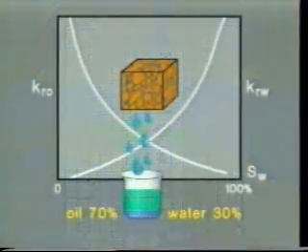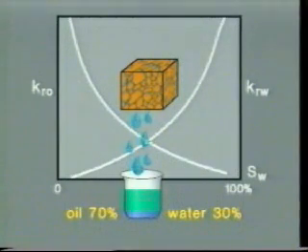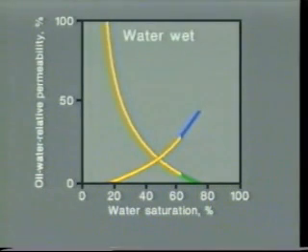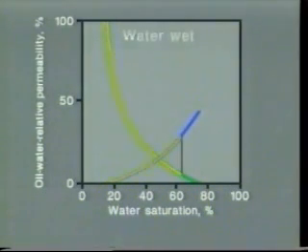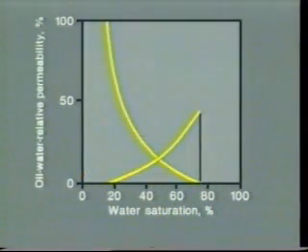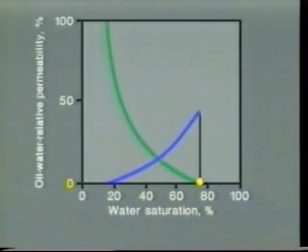Near the top of the transition zone in a water-wet reservoir, hydrocarbons will make up a higher percentage of the produced fluid. For example, as water saturation increases in a water-wet rock, it is easier for the water to move than it is for the hydrocarbons. As water saturation reaches 75%, the relative permeability to oil nears zero, and no hydrocarbons will be recovered. The remaining hydrocarbons are referred to as the residual hydrocarbon saturation, S sub OR.